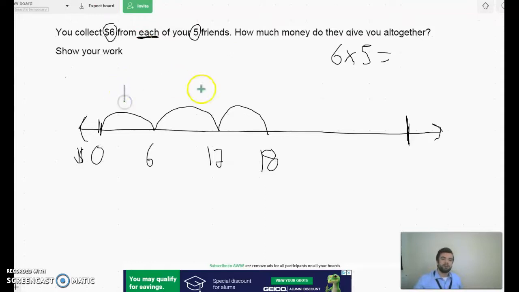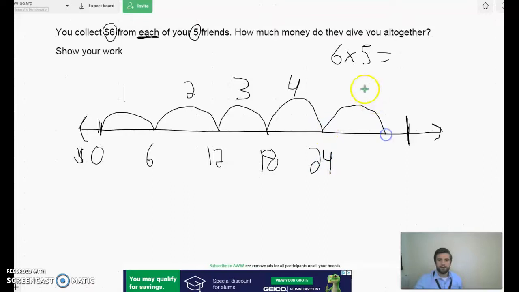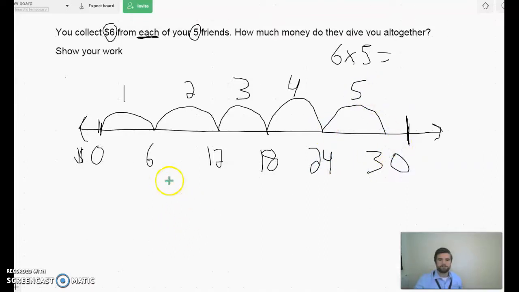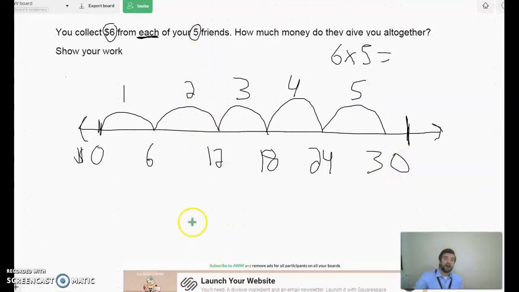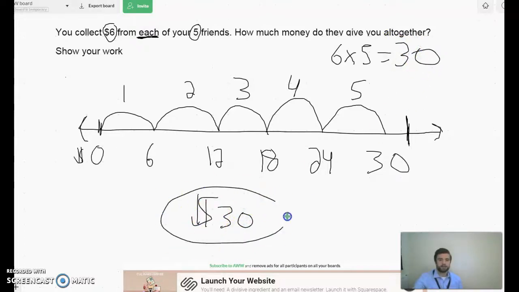So this is 1 person, this is 2 people, this is 3 people, and we have to go to 5 people. So we got to keep going. We're not done. We get $6 more from our 4th person. We're up to $24. And with our 5th person, that brings us to our grand total of $30. So if you were to do this with a number line, $30 would be our answer. And again, 6 times 5 equals 30. And I'm going to circle my answer.